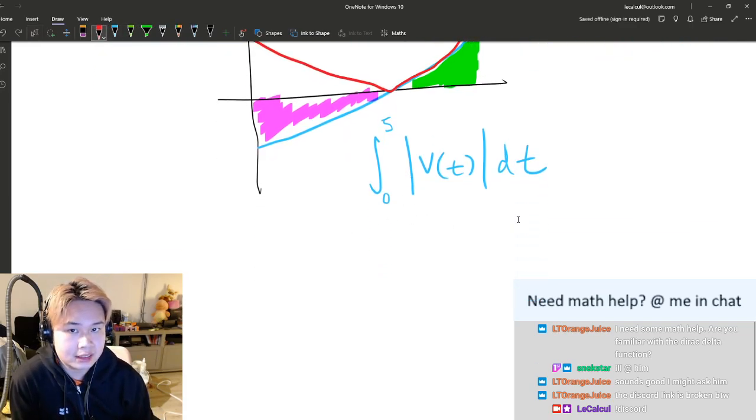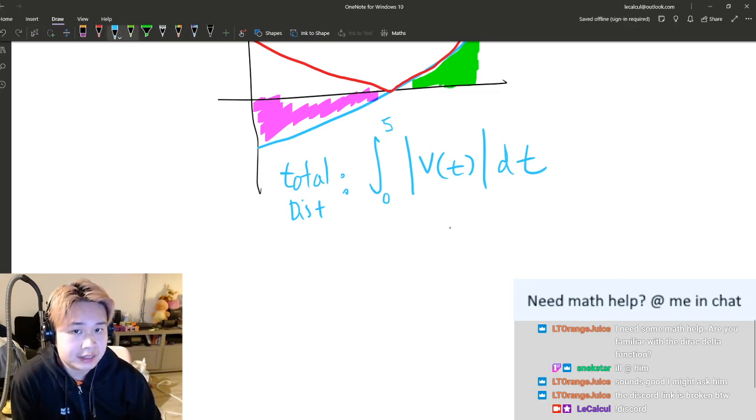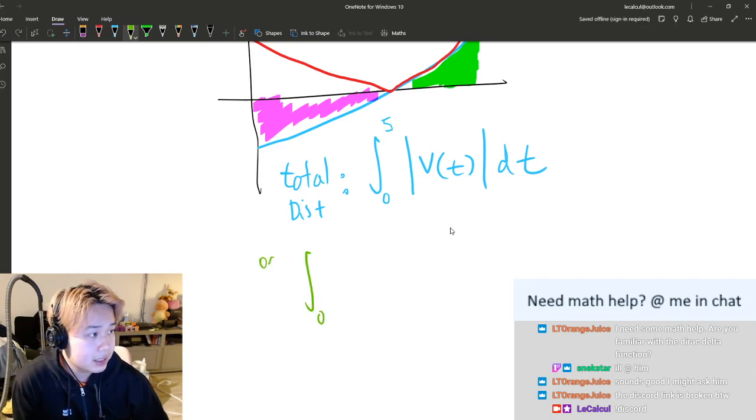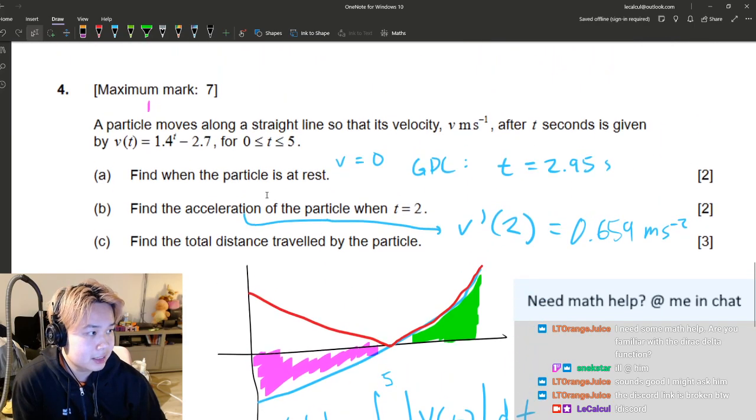So total distance, do the absolute value. Way easier. Of course, the second way that you can do it is you can split the integral. And you can calculate the left, going to the left portion first. That's kind of why they asked you part A, where you find out where it does split, because it's going to stop at 2.95.